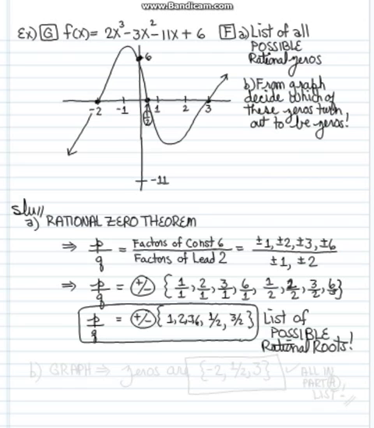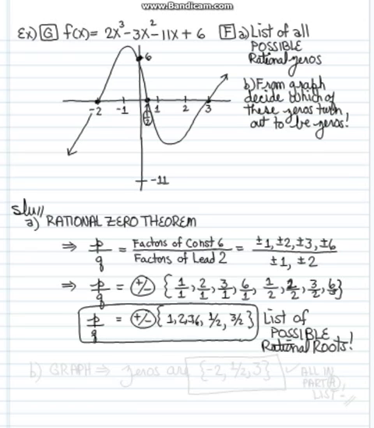Okay, now let's answer part B. From the graph, decide which of these zeros actually turn out to be genuine zeros, roots of the function. Well, look at the graph. We see a crossing at the x-intercept -2, that's a root. We see 1/2 where it crosses, that's a root. And 3 is a root. So we have -2, 1/2, and 3.